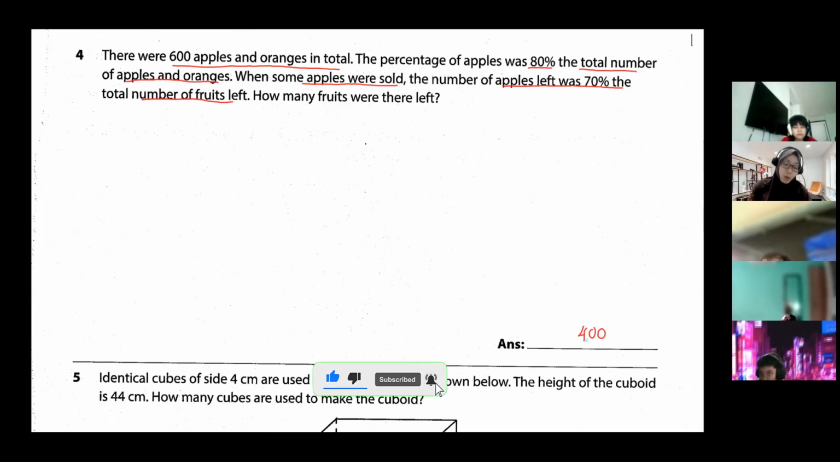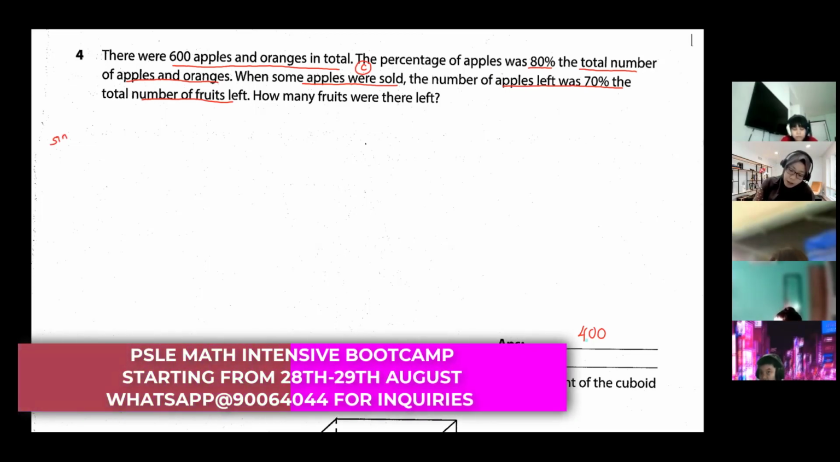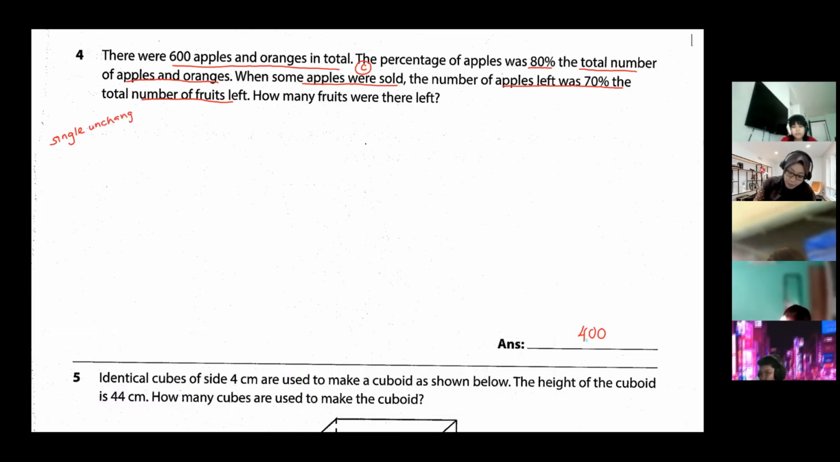Okay, in this question, something changes and another item did not change. Only apples were sold. Always focus on what is the change. So I know that the change is here. Only apples were sold. Okay, so this is actually your single unchanged concept. All right, because I only have the apples who change.